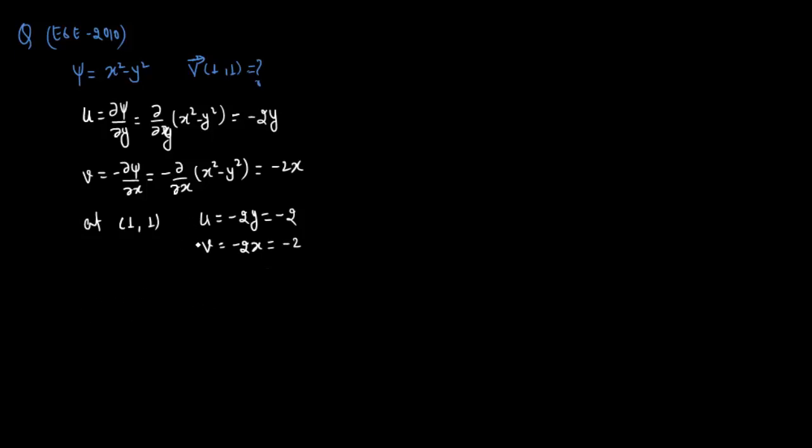And as we know the magnitude of u and v, we can find out the resultant velocity v, so we can write this one, this is u square plus v square.